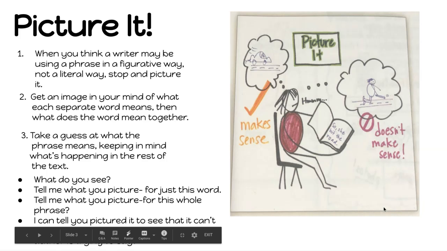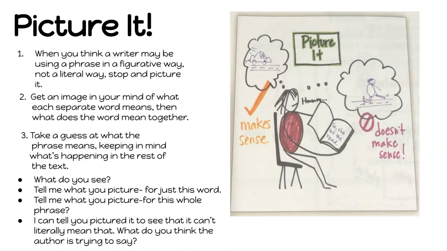So up here are some things that you can do as a reader. You can do them with a reading partner at home, or even questions that your parents could ask you as you're reading and you come to a figurative phrase. So the first thing is, what do you see? Second thing, tell me what you pictured for just this word. Third thing, tell me what you pictured for this whole phrase. And fourth thing, I can tell you pictured it to see that it can't literally mean that. What do you think the author is trying to say?